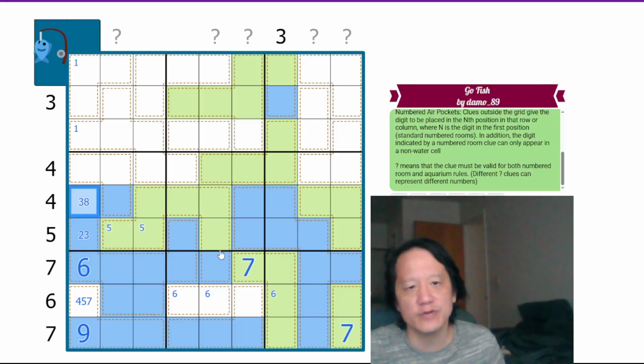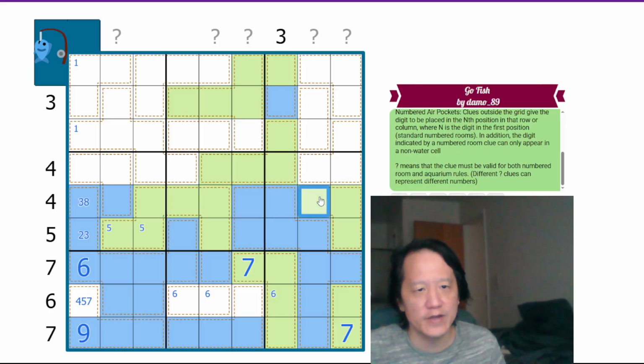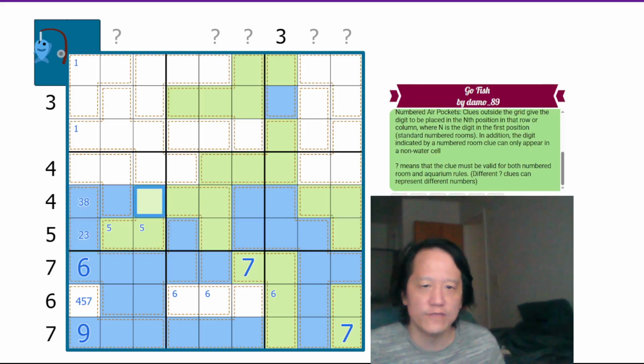4 obviously can't be in 4. It's 3, 5, 8, and 9. But we don't have 9 available in it. So 4 has to be either here or in 8.